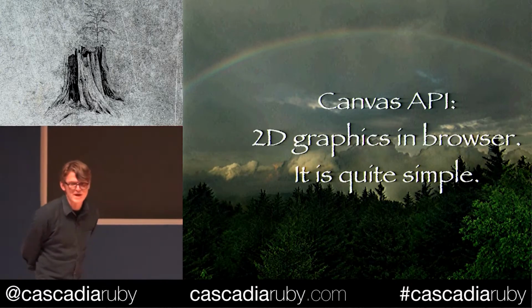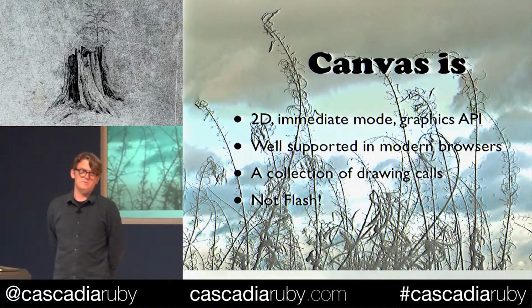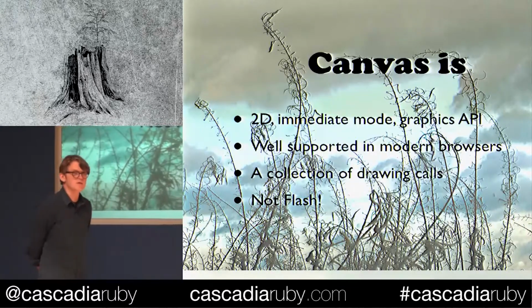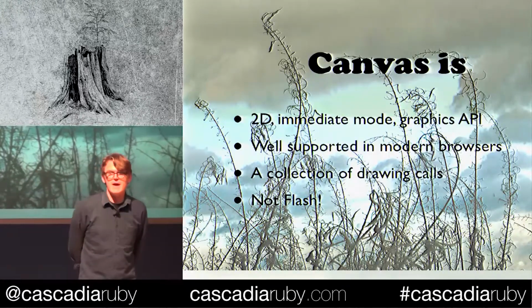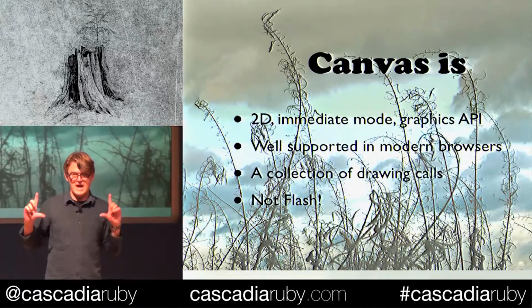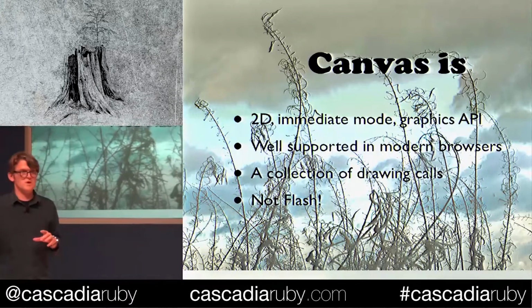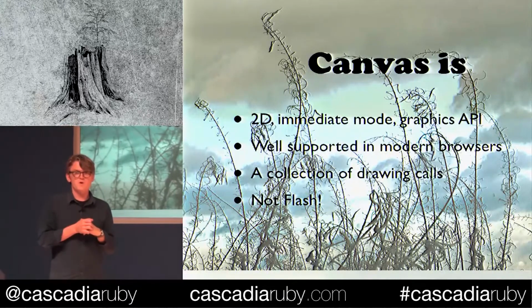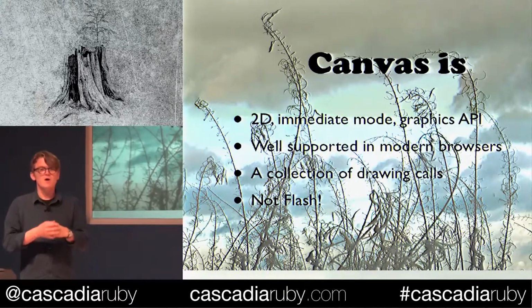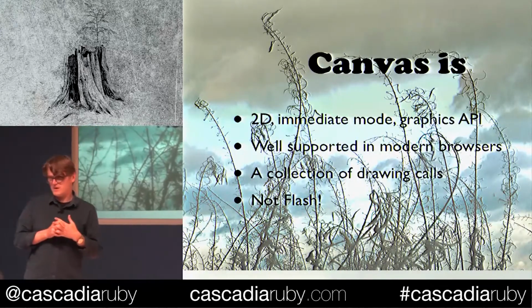So here we go. Canvas API, 2D graphics in browser. It is quite simple. That's haiku, by the way. So Canvas is a 2D immediate mode graphics API. It's well supported in modern browsers. Basically, it's a bag of draw calls. And what you can do is you have a Canvas element, you put it into your HTML document, and you can grab the context and draw to this thing. It does really nice animation without Flash, and so that's kind of one of the key features. And so you actually have support on mobile. Mobile Safari supports it well. On Android, it's not as well supported, but things are getting better.